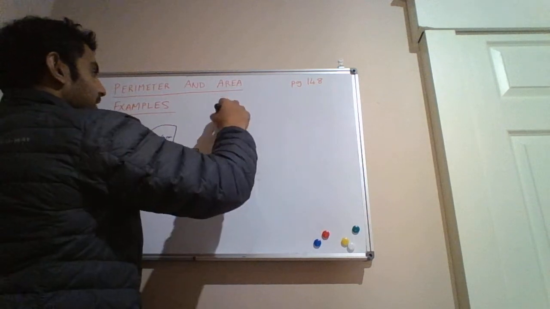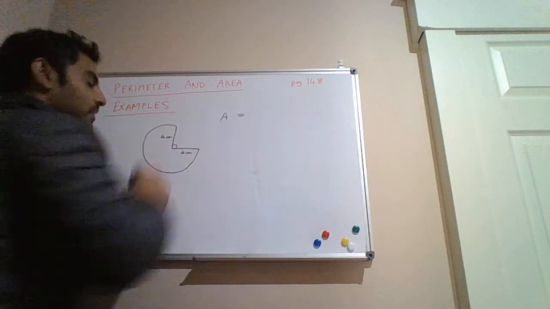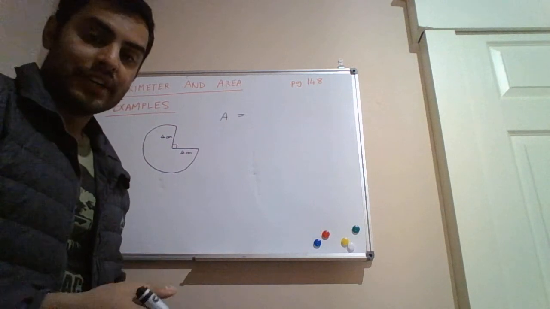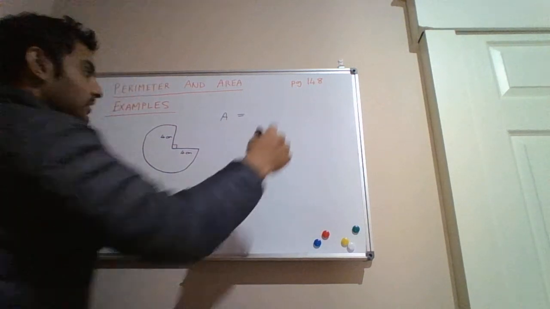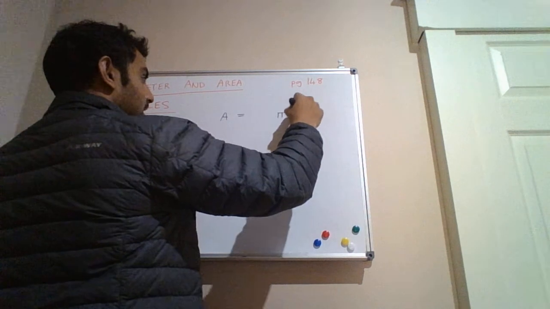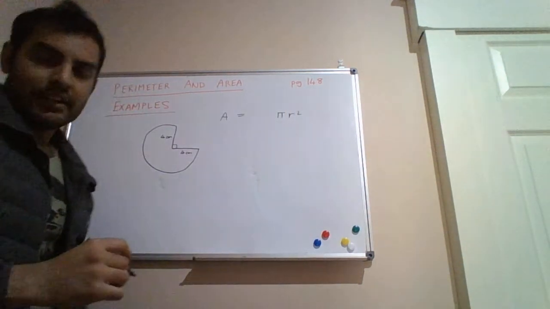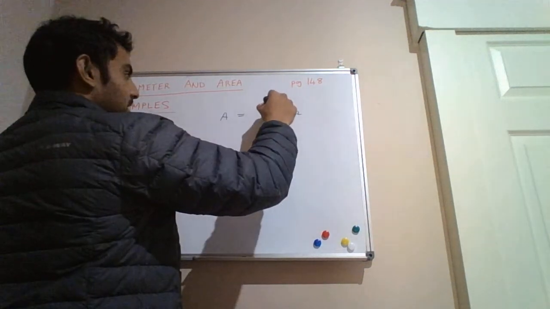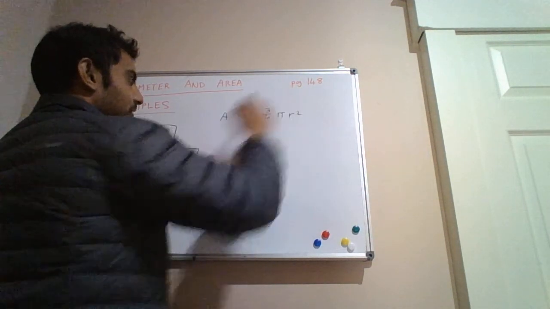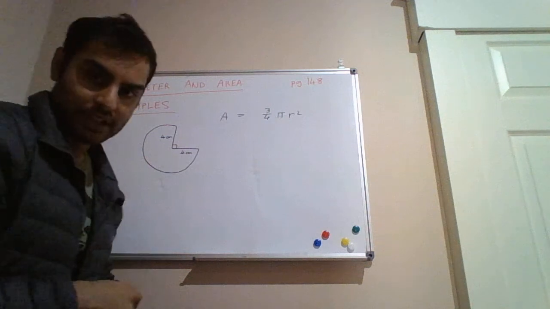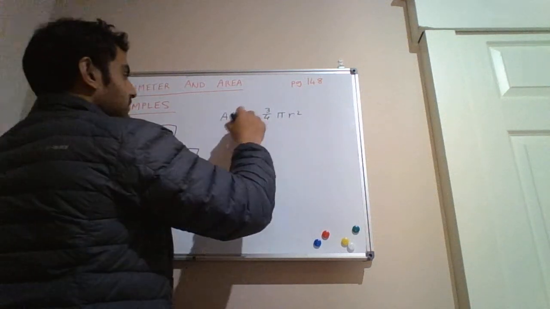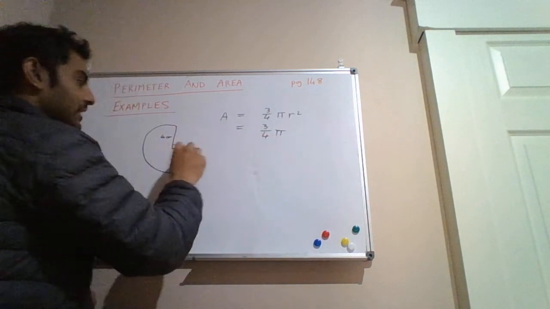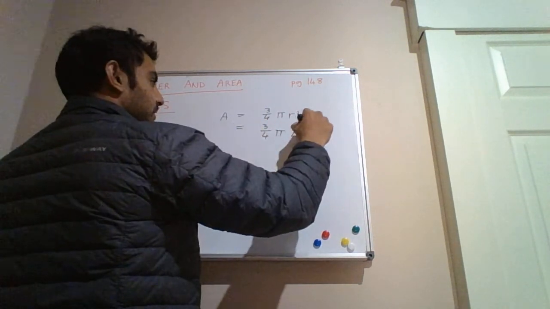So to find the area, we're going to rely on our formula for area for a full circle, which is pi r squared. And now this is 3/4 of a circle. So we're going to times our formula for the full circle by 3/4. Let's substitute the value for r. So it's 4 squared.